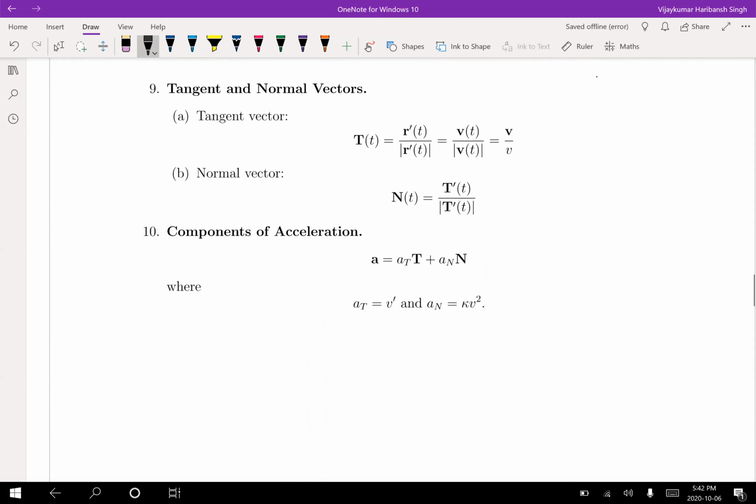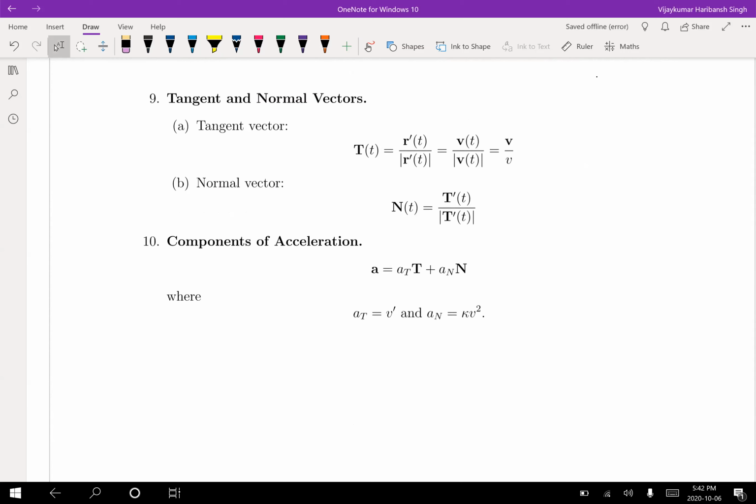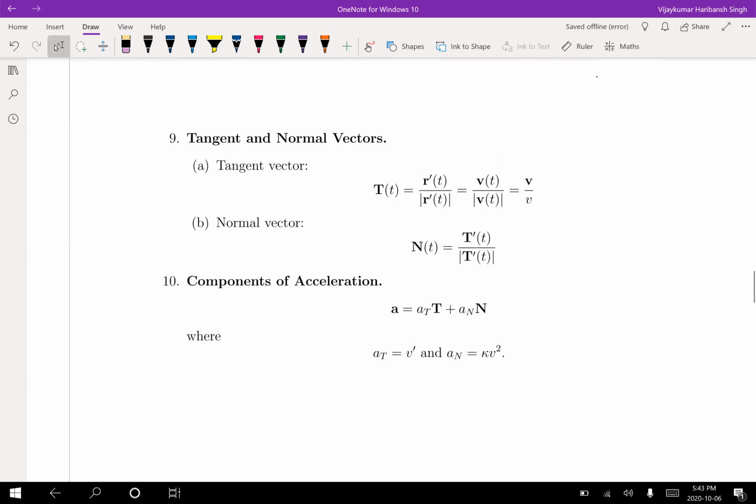So now we want to discuss the tangent and normal vectors, particularly for acceleration. Recall the tangent vector: you take r prime of t and divide by its length, so you get the unit tangent vector. And the normal is you take the derivative of the tangent and divide by its length.